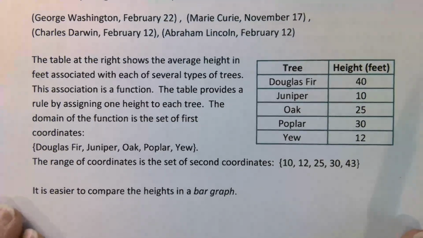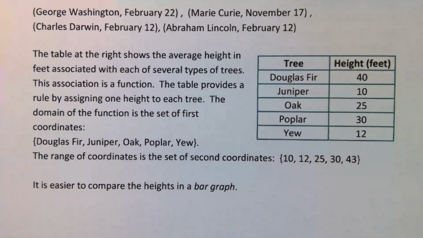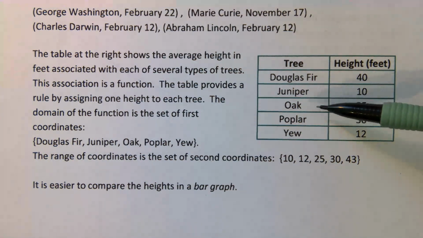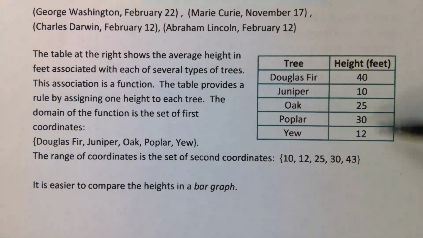Okay, so the table at the right shows the average height in feet associated with each of several types of trees. We have the Douglas fir, which is like a pine tree, juniper, oak, poplar, and yew. And these are their average height when they're fully grown. The table provides a rule by assigning one height to each tree.